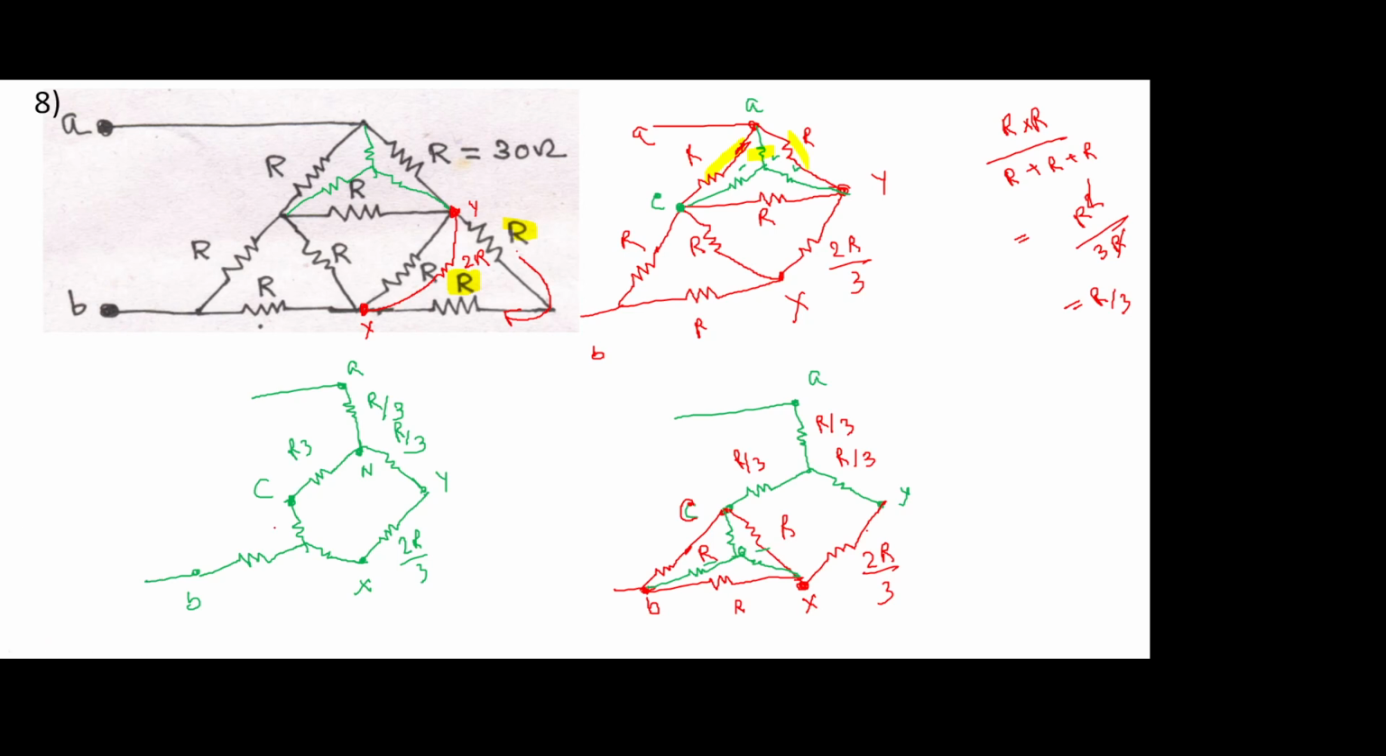This particular branch is as it is between X and Y. Only thing we are changing is CBX. What will be the resistance across, let's say, C to O? This will again be R by 3, because like I showed in the previous one, it will be R into R by R plus R plus R, so R by 3. So now this has been more or less simplified.